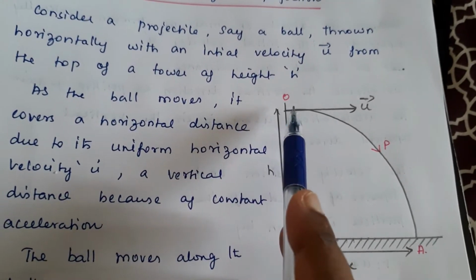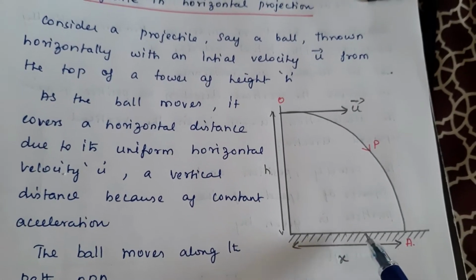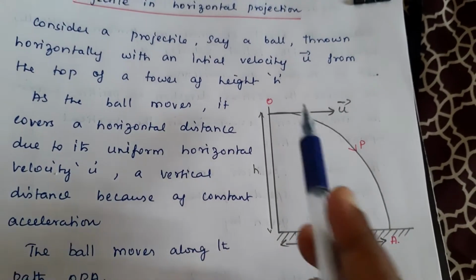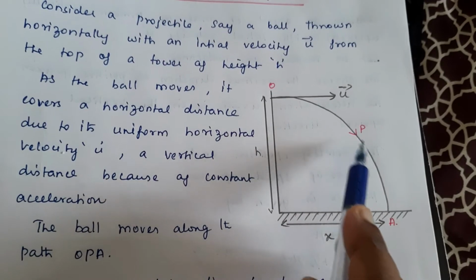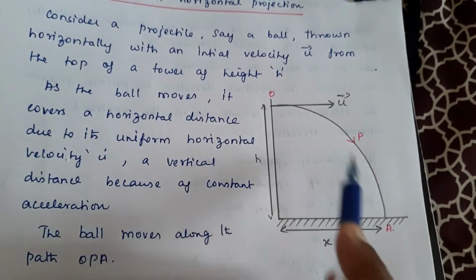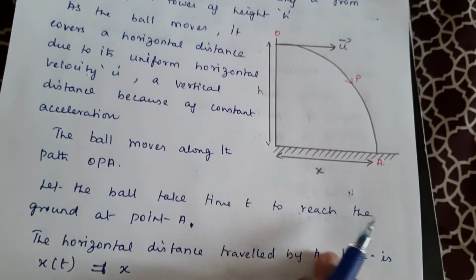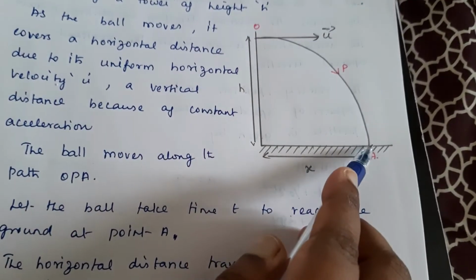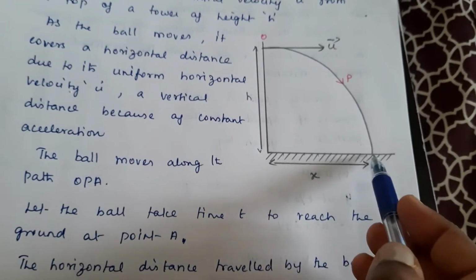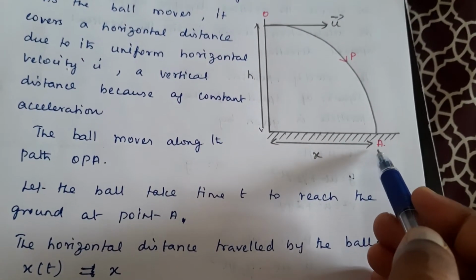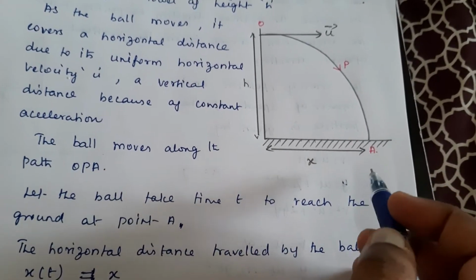Now as the ball moves, it covers a horizontal distance, due to its uniform horizontal velocity, and it covers a vertical distance because of constant acceleration. So the acceleration is constant here when the ball is moving in a horizontal direction. Now the ball is taking a path OPA. It takes time t to reach the ground at the point A.